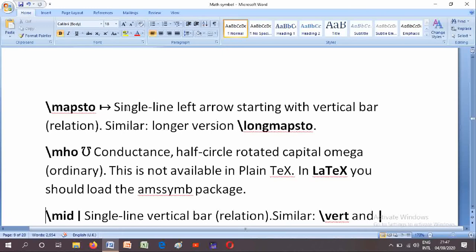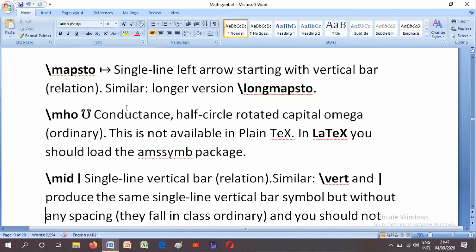\mho, conductance, half circle, rotated capital omega, ordinary. This is not available in LaTeX. In LaTeX you should load the amssymb package.